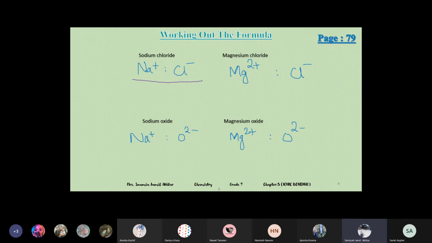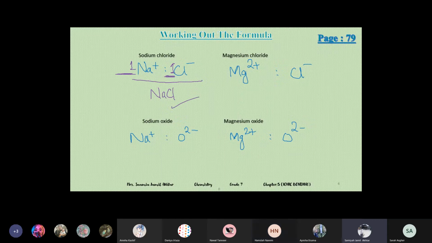You have to balance the charges by writing any number here. So do we need to write the number with sodium and chloride ion, or are they already balanced? They're already balanced. So it means there is one sodium and one chlorine, NaCl, simple.